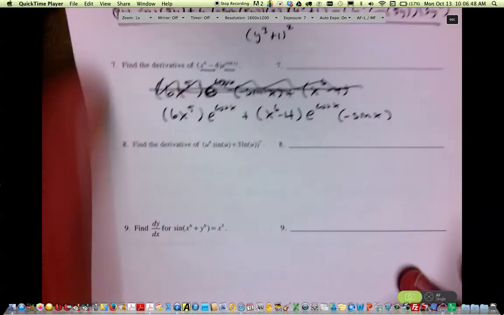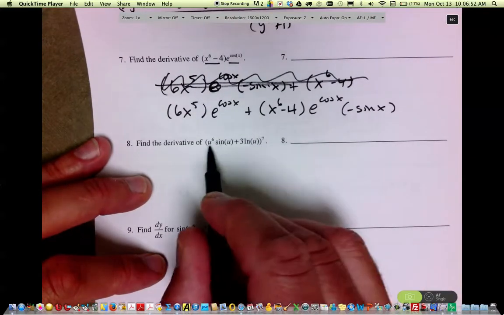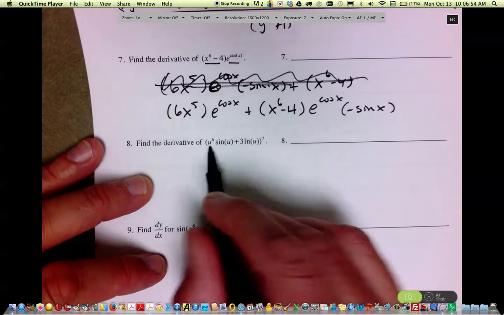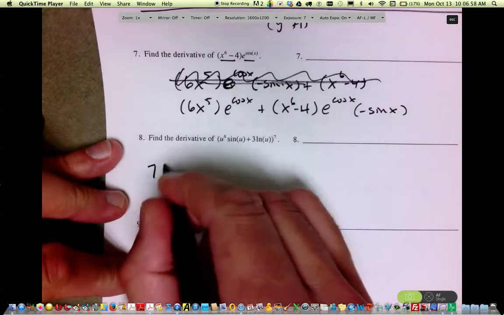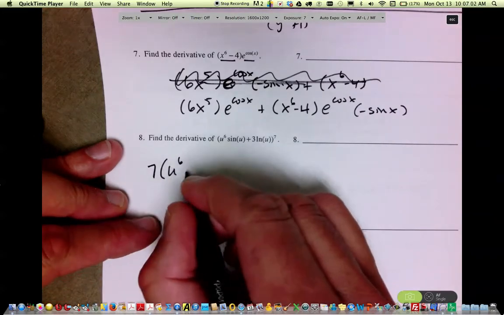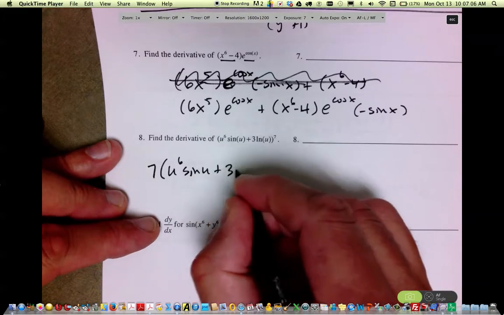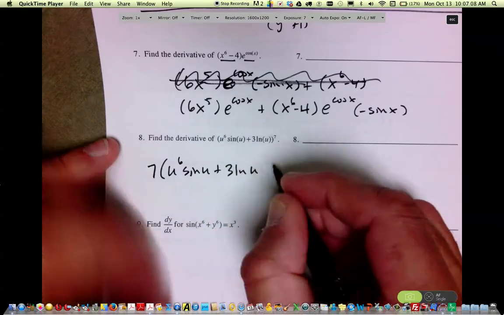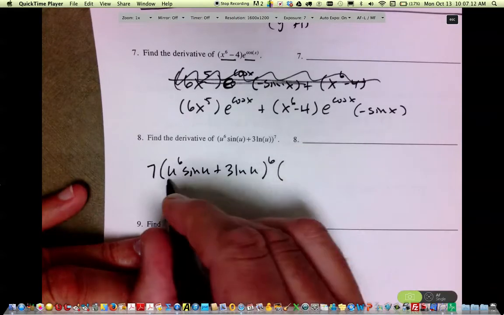Alright, next one is kind of a mess also. We've got a function raised to the 7th power, and then the function on the inside ends up being a product and a sum. So we'll take care of the raising to the 7th power first. This is going to be 7 times (u to the 6th sine of u plus 3 natural log of u) raised to the 6th power. Then I work on the inside.